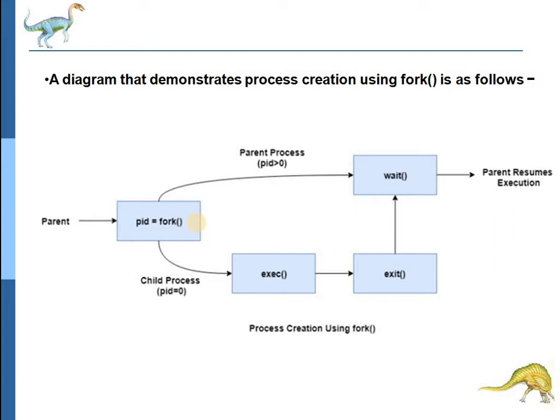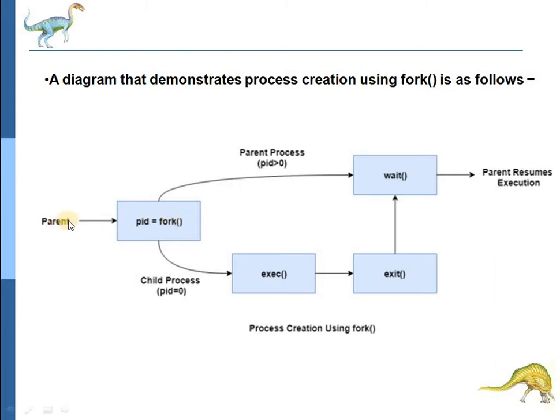The main difference is that when a new process is created as a child, the return code is 0. But when fork is executed for the parent, the return code is a non-zero number, that is, the child's process ID is returned to the parent.